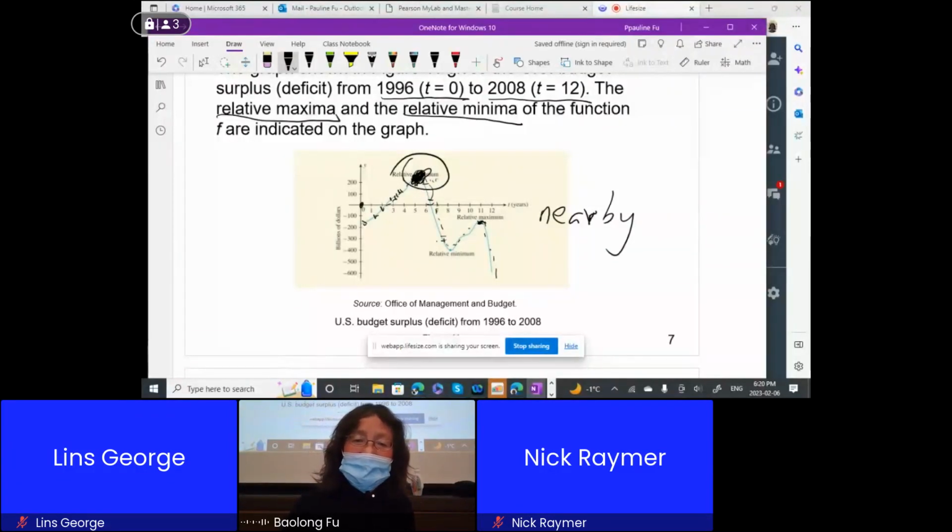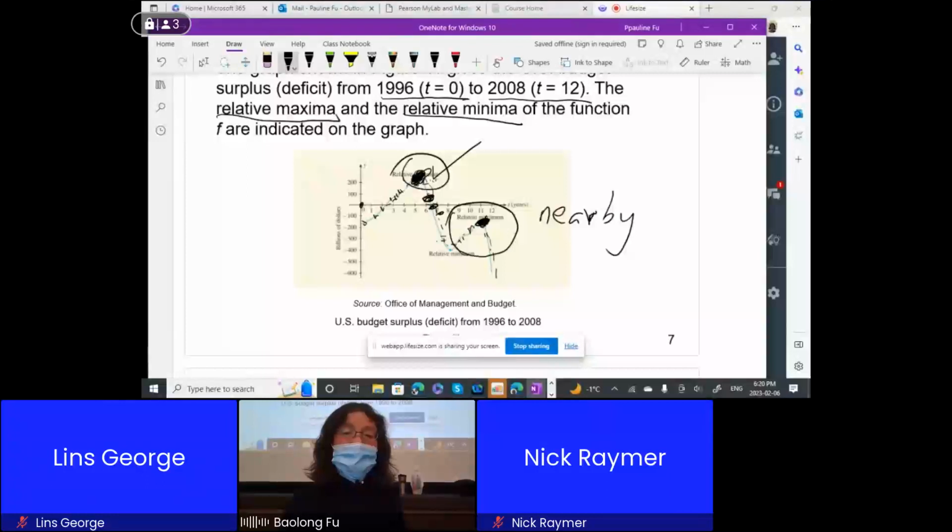But this relative maximum is just maximum, maybe from here to here. It is greater than here. It is not greater than this point, this point. Did you see it? They're both relative maximum, but the fourth maximum is actually absolute maximum. This point is greater than all the points. And this point is just greater than the point nearby.